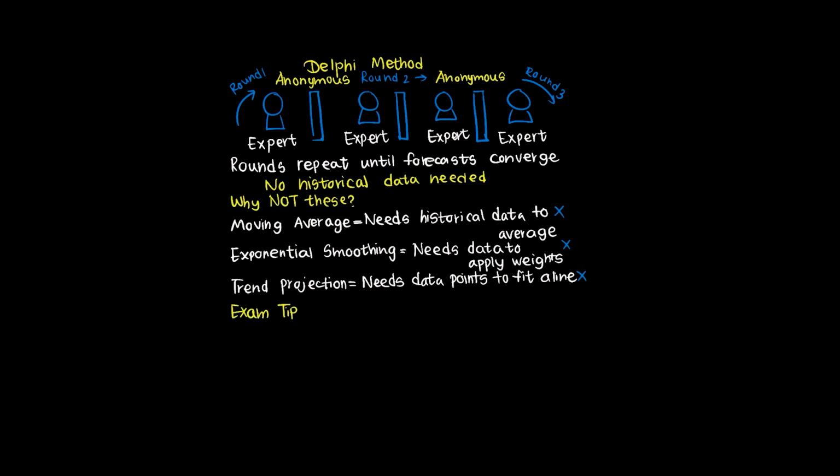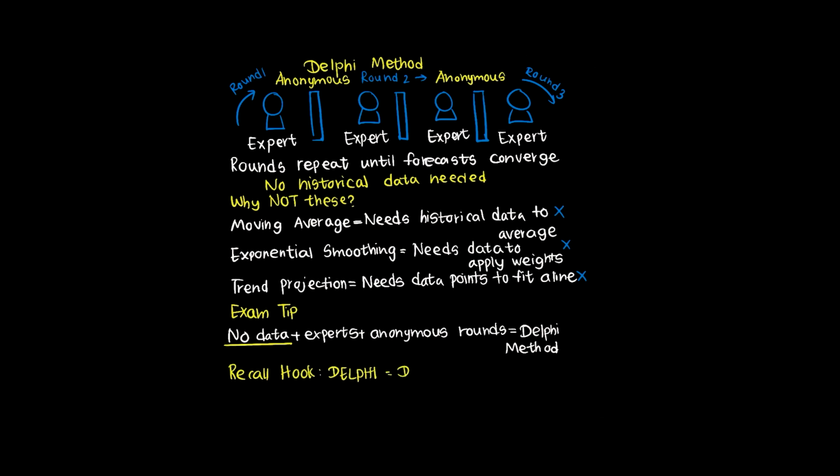Here's a WGUC 215 OA exam tip for you. When the question says no historical data, expert opinions, anonymous rounds, or convergent consensus, that is the Delphi method. Quick recall hook. Delphi equals data-free. Experts lead the prediction. Hidden identity.